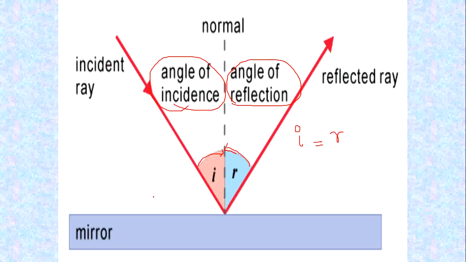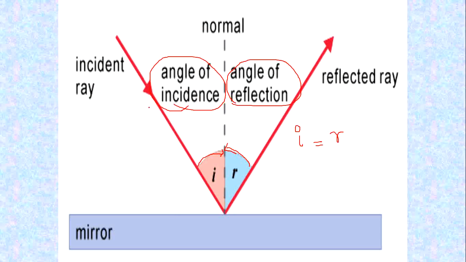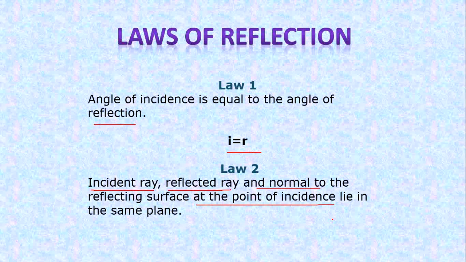Next is the second law: the incident ray, reflected ray and normal to the reflecting surface at the point of incidence lie on the same plane. That means this incident ray, reflected ray and normal, all three lie on the same plane at the point of reflection. So this is the second law of reflection.